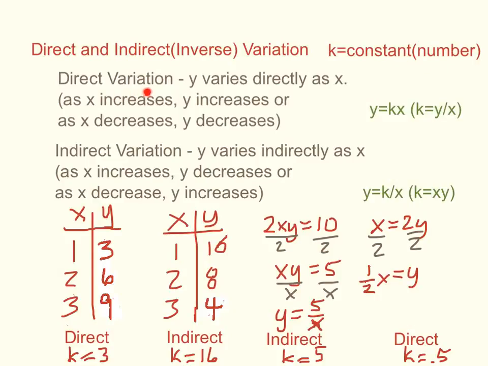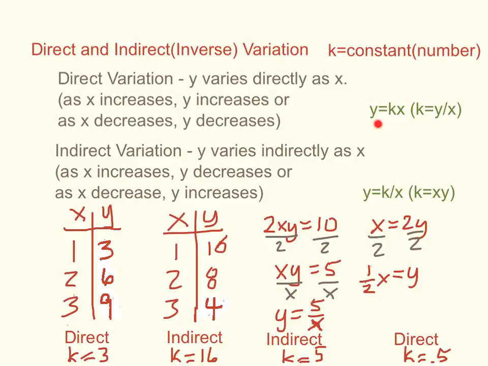So direct variation: as y varies, it directly varies as x does. In other words, as x increases, y increases, or as x decreases, y decreases. One's going up, the other's going up. One's going down, the other one's going down. And here's an example of that. Here the x values are going up, the y values are going up, and we can write an equation.